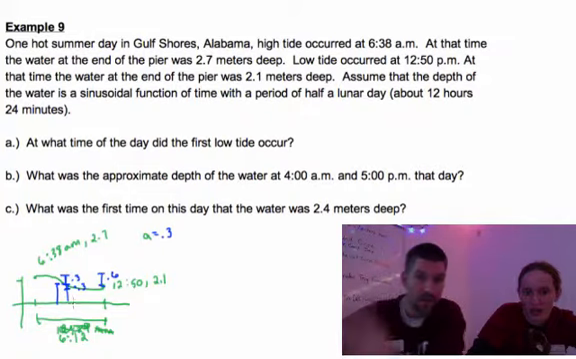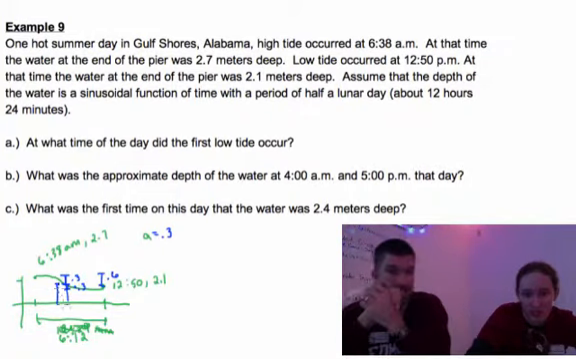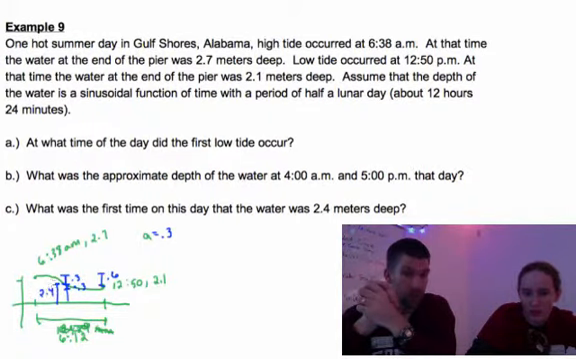And then our vertical shift. Since this is 2.1 and then it's going up 0.3, that's 2.4, to get to our midpoint. So we're going to be plus 2.4 there.